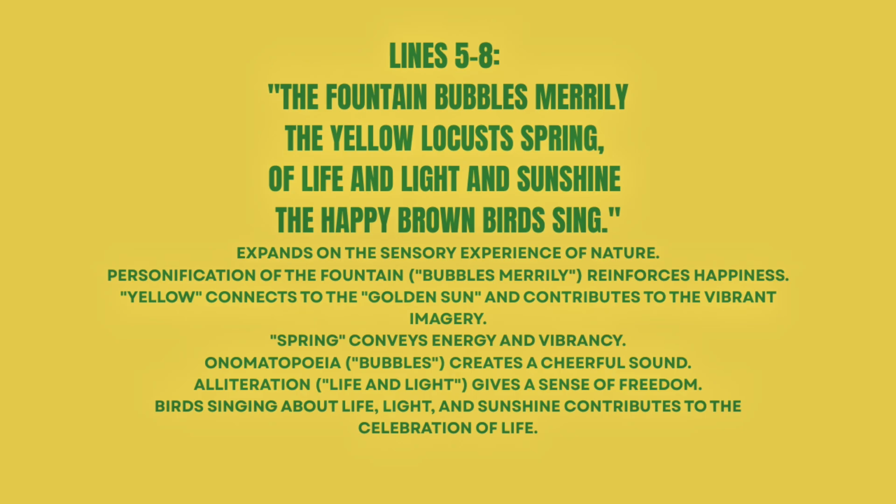We then have the repetition of the word and in line 7. So this basically alludes to how spontaneous the expression of his emotions are, and it just makes us as the reader see how beautiful his surroundings are. It reinforces the idea that his surroundings are genuinely beautiful. We also have some alliteration in line 7. So this is the repetition of the L sound, right? So it's life and light, which gives us a sense of freedom.